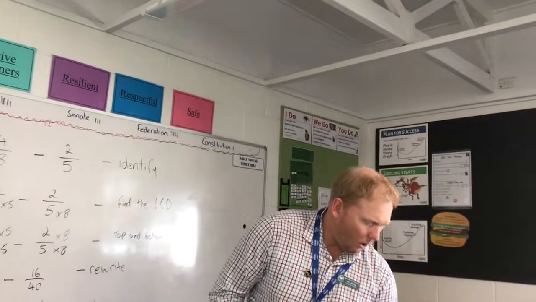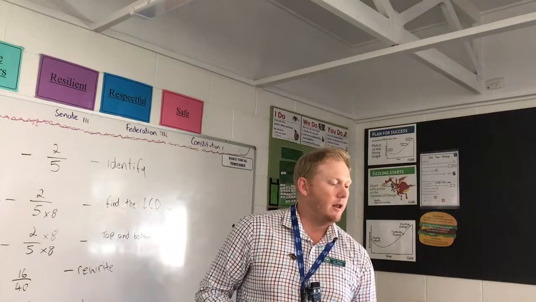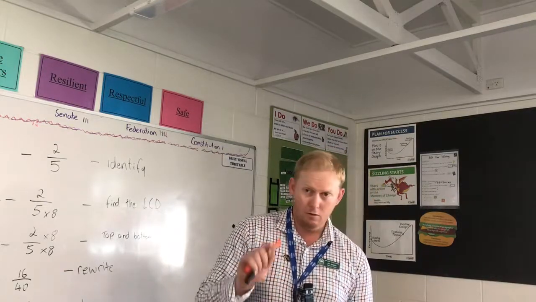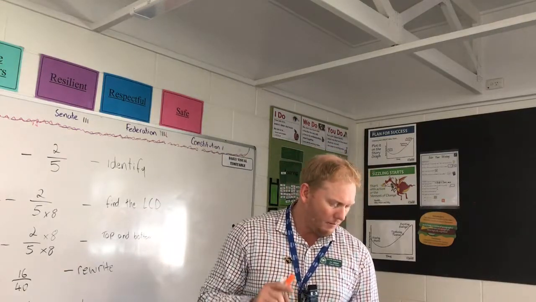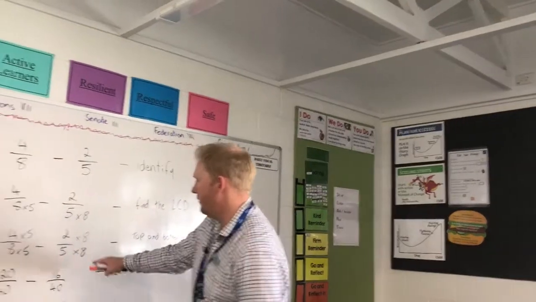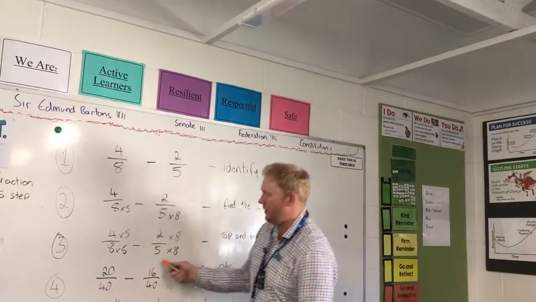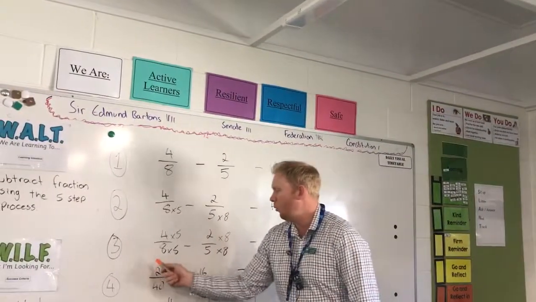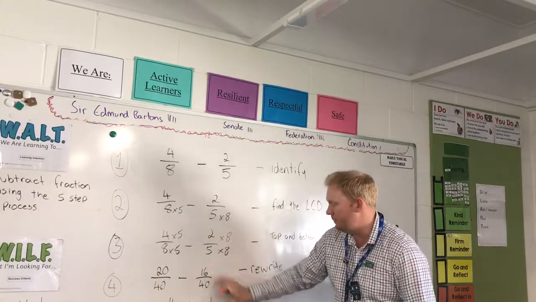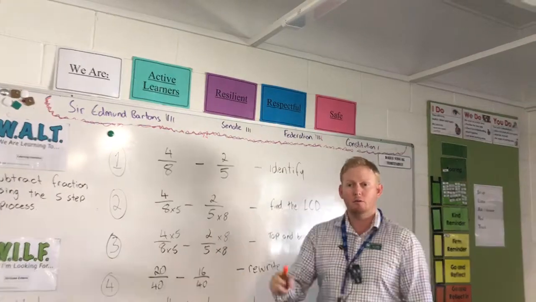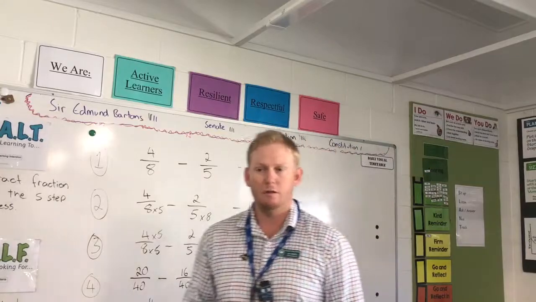Now, I want you to discuss with your person next to you, you have 30 seconds, why it is important to rewrite. Why it's important for this step here. Okay? Why do we need to take it from there to there before we get to this one? Talk to your partner. You've got 20 seconds.